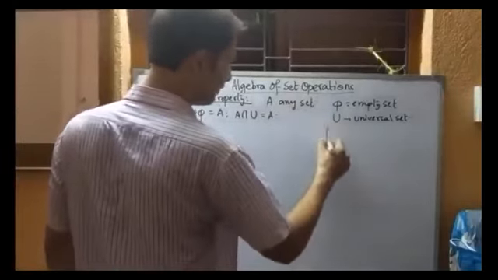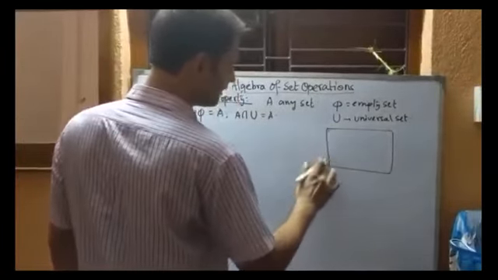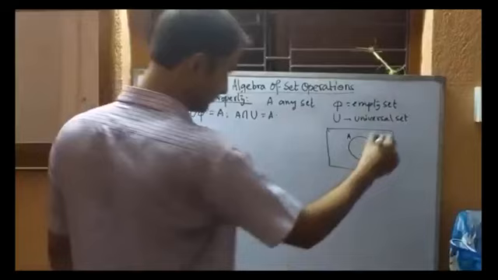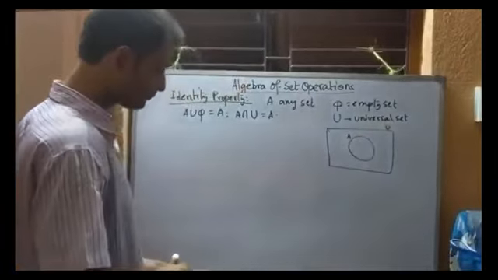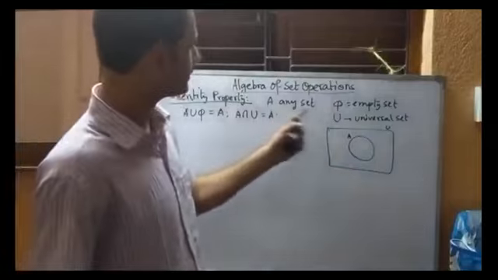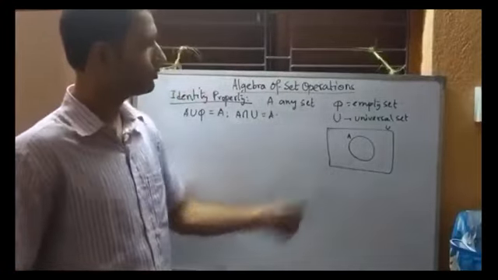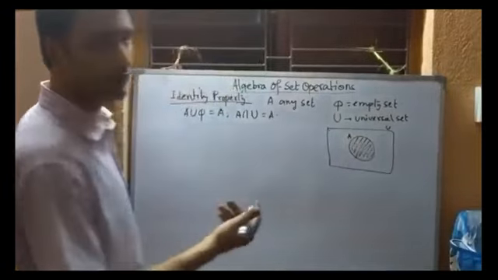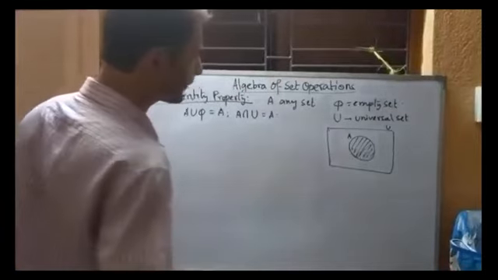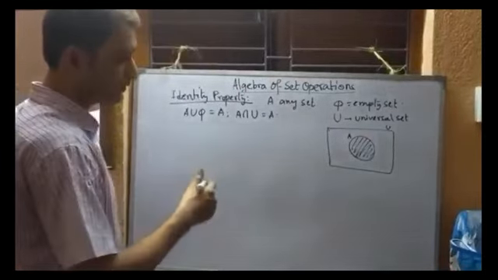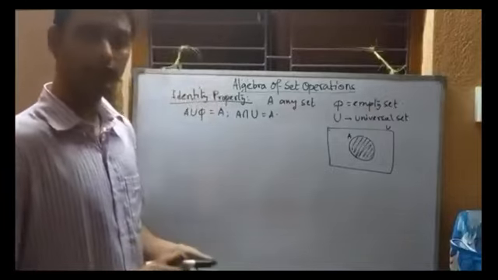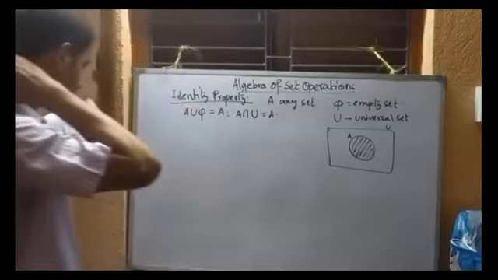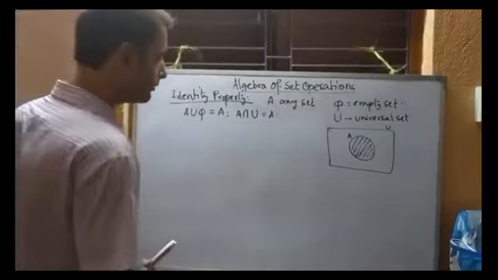In the Venn diagram, you can see clearly. This is the Venn diagram for A, and the outside is the set U. So if U is the universal set for A, then the intersection with U will be only A, because A is a subset of U. The intersection will be the smaller one. And for phi, since phi is an empty set, it will contribute nothing to the union. So the union will be only A. These properties we will require somewhere in the problems.